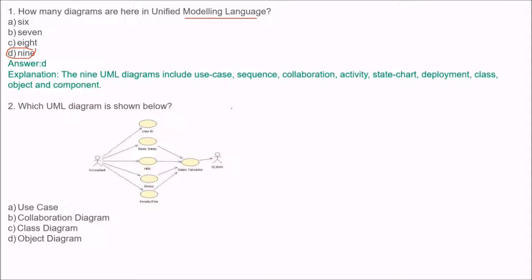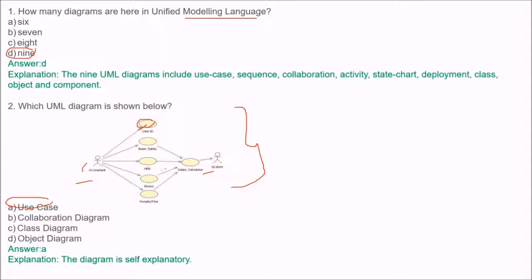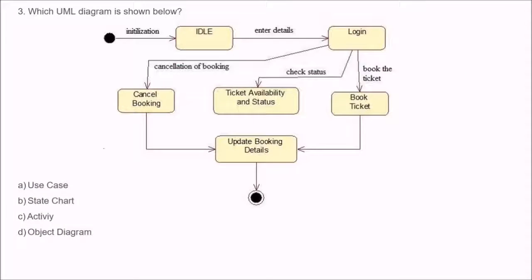Which UML diagram is shown below? An actor, this is an accountant, this is a system, and how they are interacting. So what can be the diagram answer? The answer is this is a simple use case. How the accountant is going to use the system.